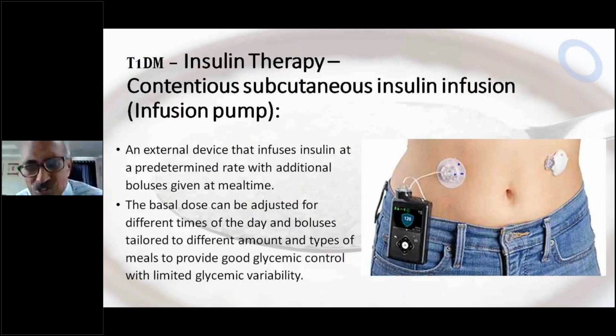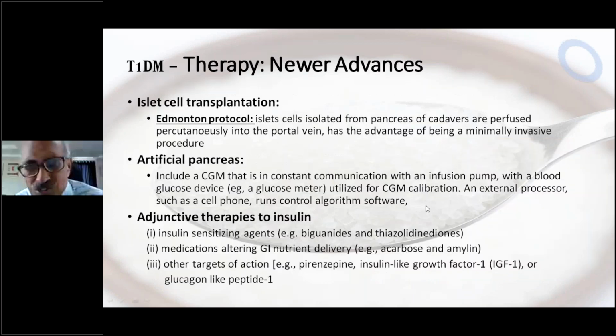Not only this machine, it decides how much to give. It's called an artificial pancreas. The algorithms are all fed into this based on your blood glucose. It will inject only that amount of insulin that is necessary, and otherwise not. But the only thing is, continuous glucose monitoring is very, very important for this.